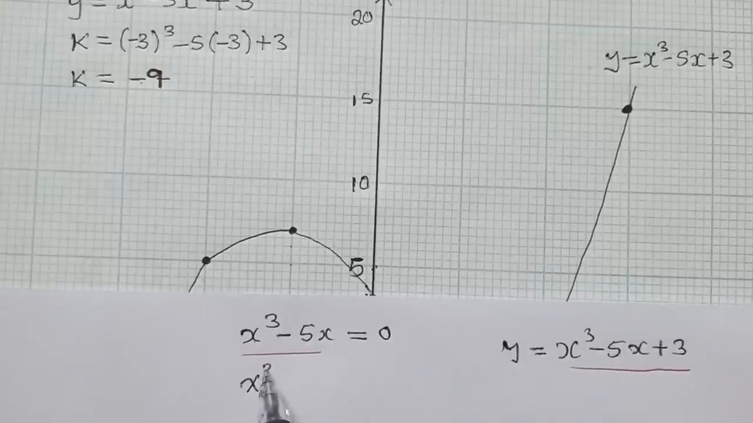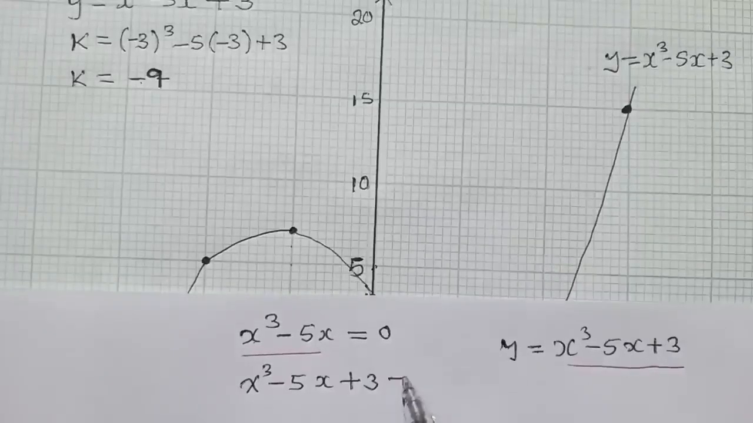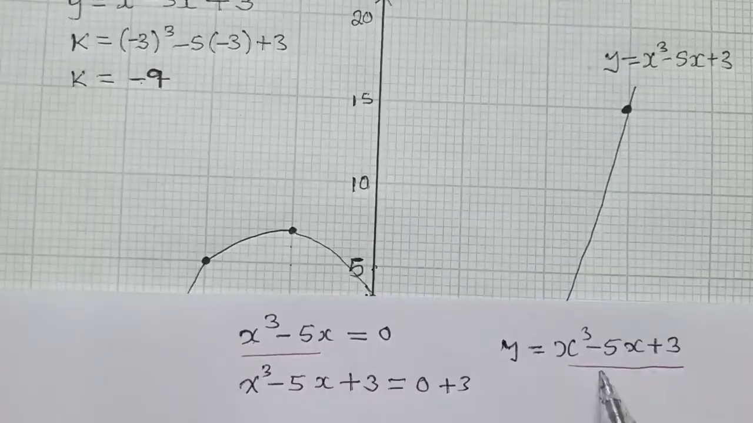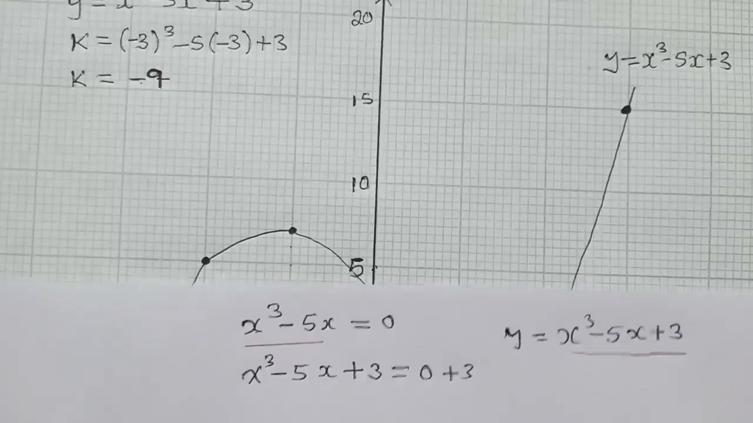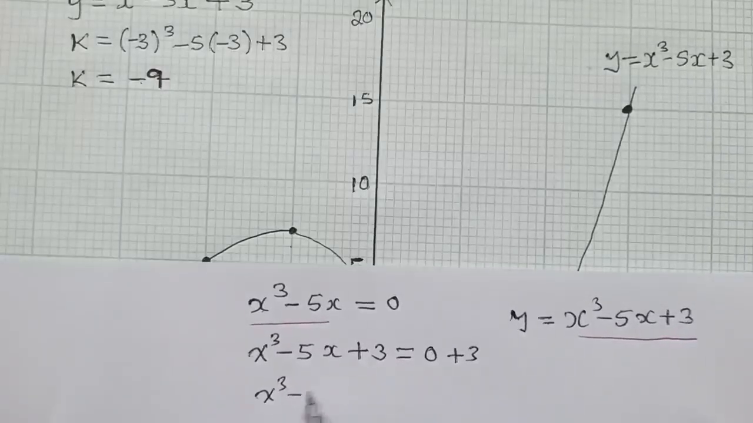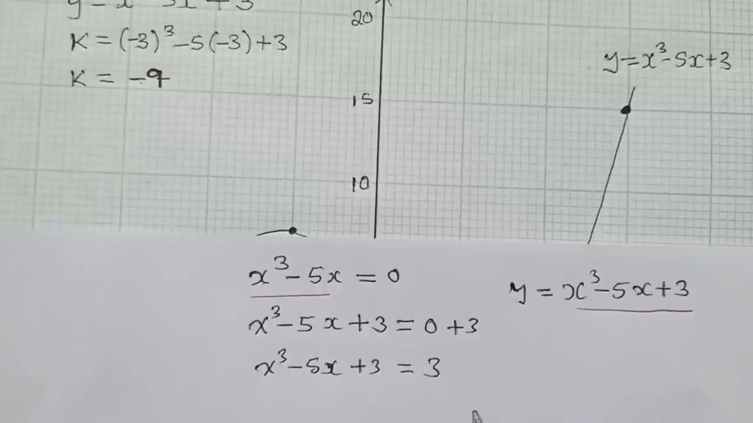So it will be x power 3 minus 5x plus a 3. A 3 is missing here, is equal to 0 plus a 3. So we add a 3 both sides so that we make this equation look a little bit like this one, but like the function that we have. So to simplify this one, it will look like this, yes, and this is what we wanted.